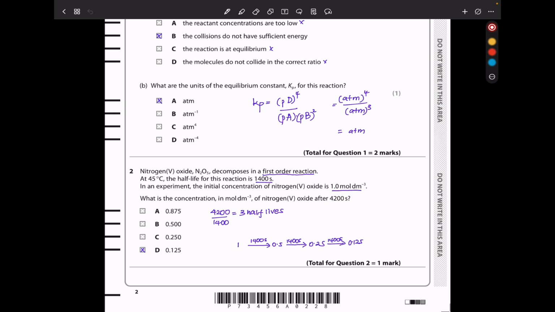So after 4200 seconds, let's see how many half-lives. We're going to divide by 1400. These are going to be 3 half-lives. So that means if we began with 1, the first decomposition goes to 0.5, and then 0.25, and then 0.125, and so the answer is going to be D.